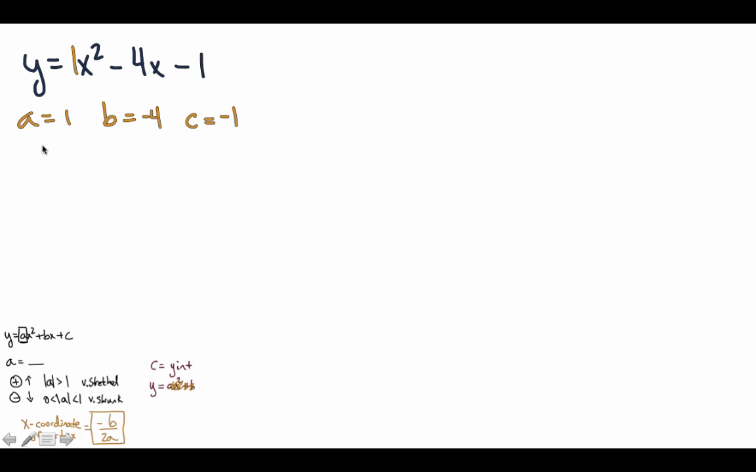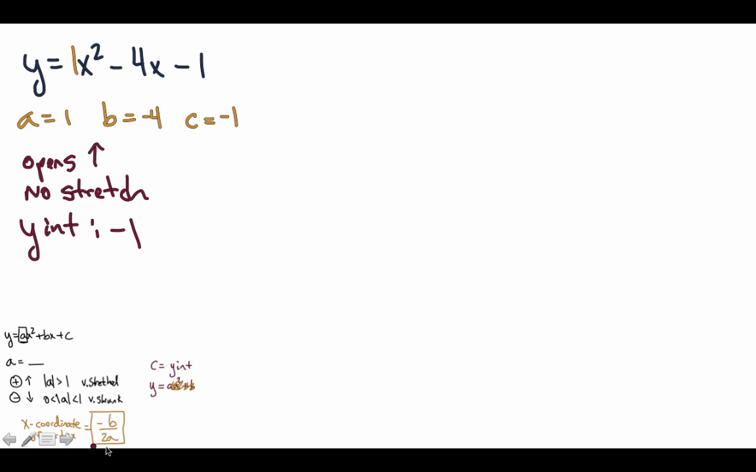So first, a is 1. What that means is that this parabola opens up and there's no stretch. Remember, we have to compare it to something, and so we just say that when a equals 1, that's a regular looking parabola. Next thing we're going to do is write the y-intercept down. The y-intercept is c, so I know the y-intercept is -1.